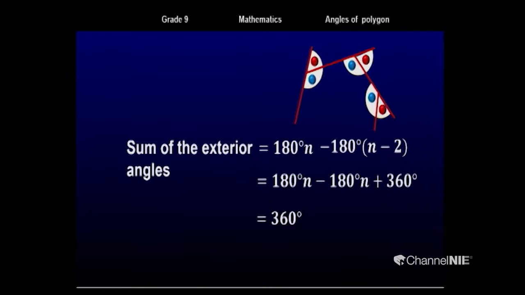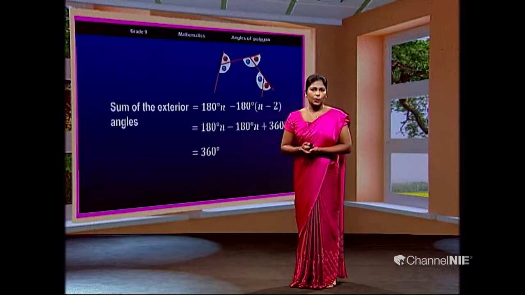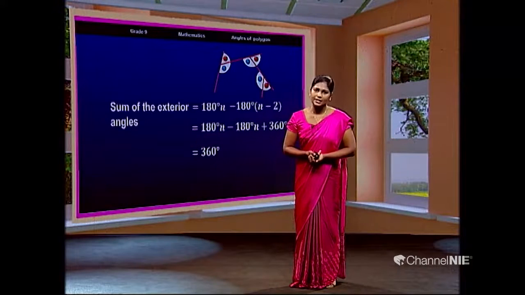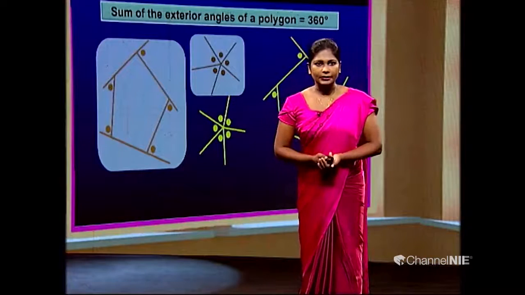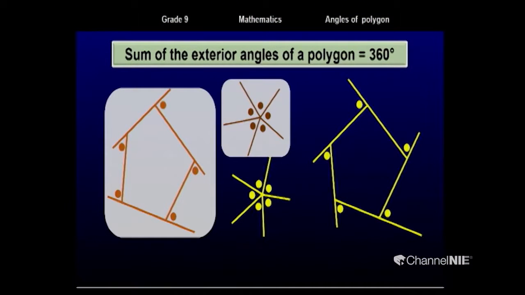Simplify. Then the final answer should be 360 degrees. So the sum of the exterior angles of a polygon is equal to 360 degrees. Look at that. The sum of the exterior angles of a polygon is 360 degrees. There are some polygons in here. Now you can see the exterior angles joined at one vertex. Those angles around that vertex add up to 360 degrees.